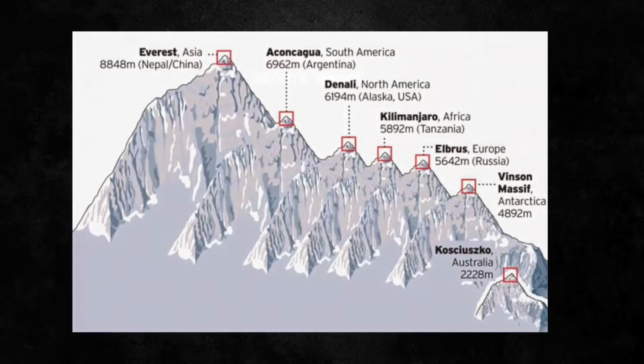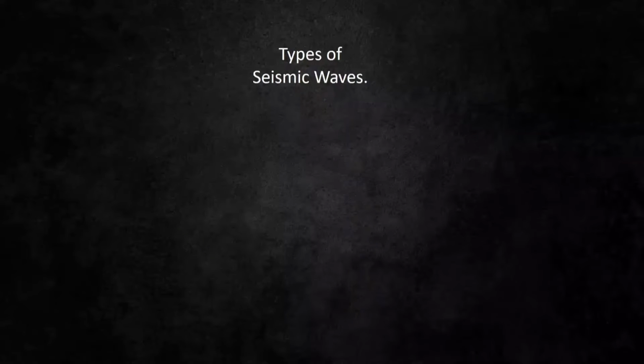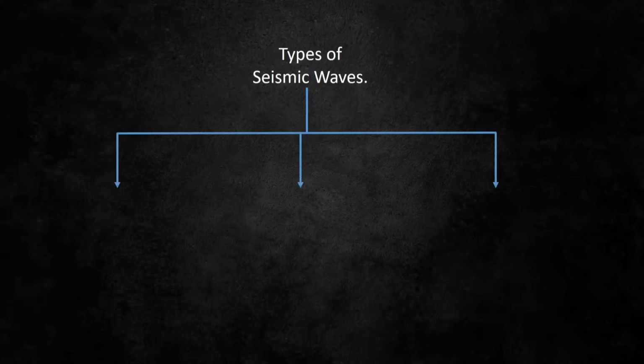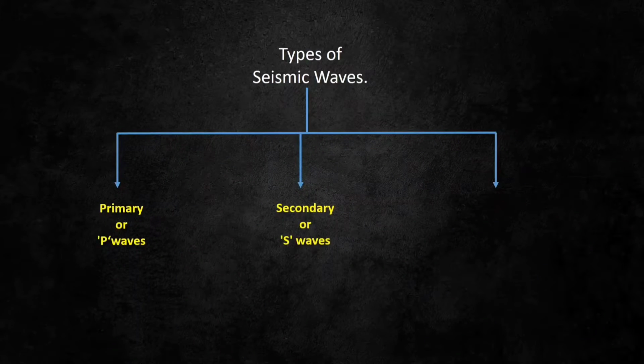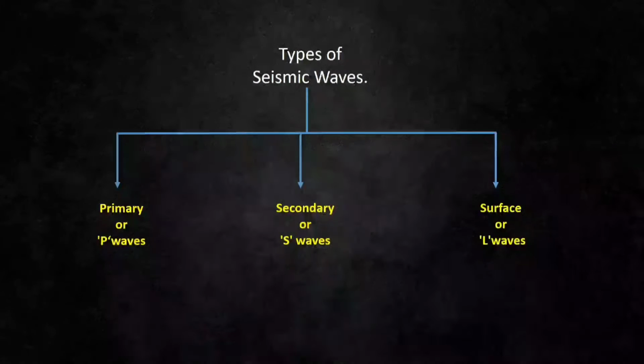Okay, the main cause of earthquakes. Types of seismic waves. There are three types of seismic waves. Firstly, primary, or it is called P waves. Secondary or S waves. Thirdly, it is surface or L waves.